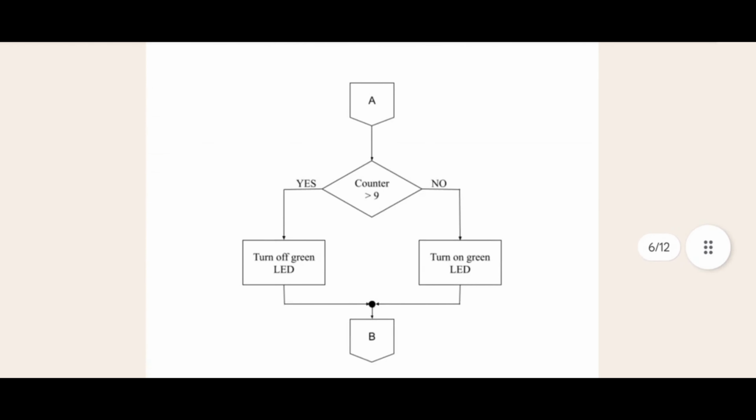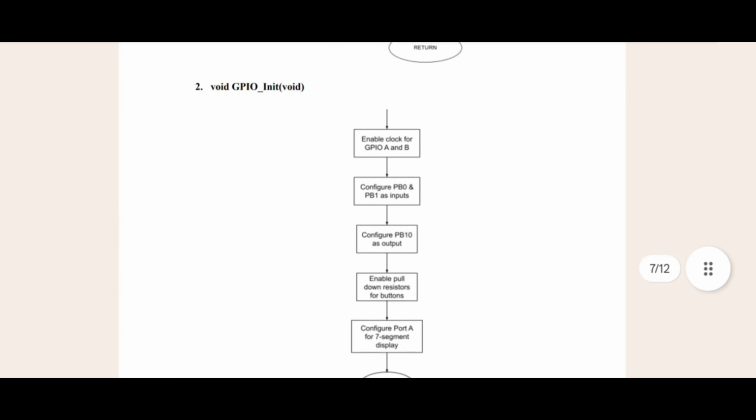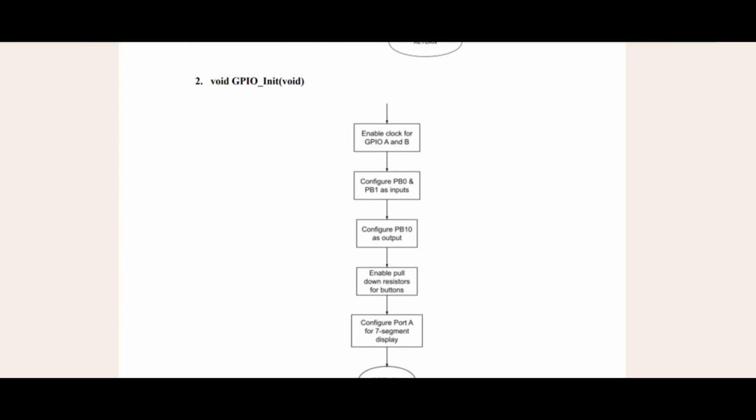So here we have three parts of subroutine. The first part is used to create a delay in milliseconds, and it uses a loop to count up the specific time, ensuring proper timing for button debouncing and display updates. The second part is used to configure the GPIO pins. It sets PB0 and PB1 as input for the sensors and PB10 as output for the green LED, and it configures port A for the 7-segment display and enables the pull-down resistor for the buttons.